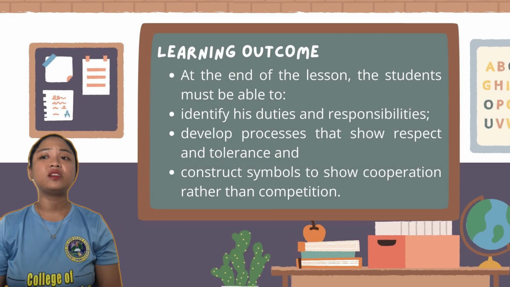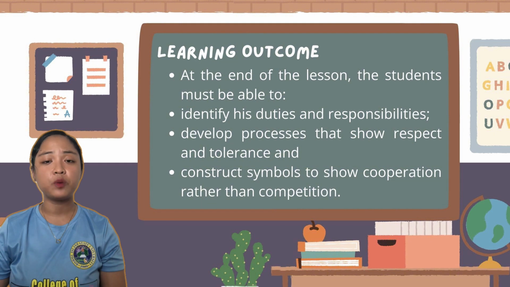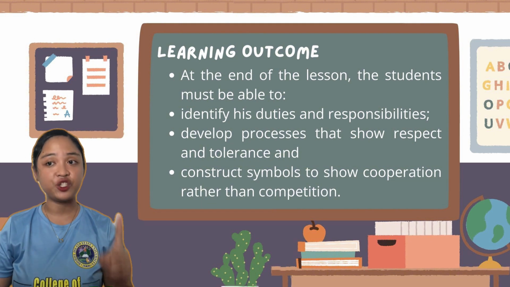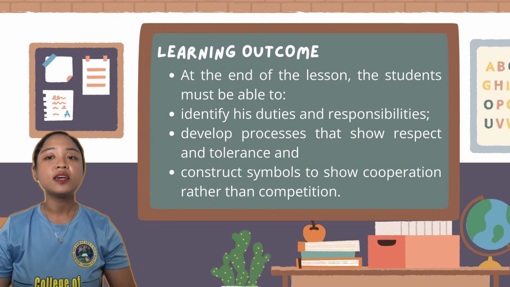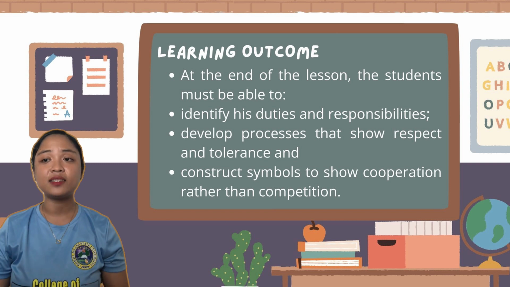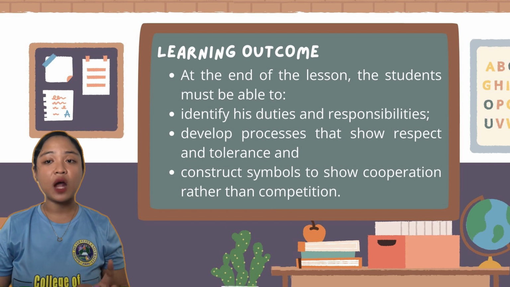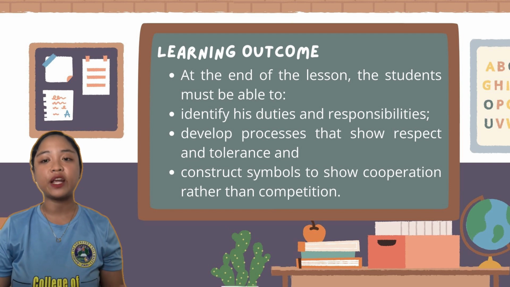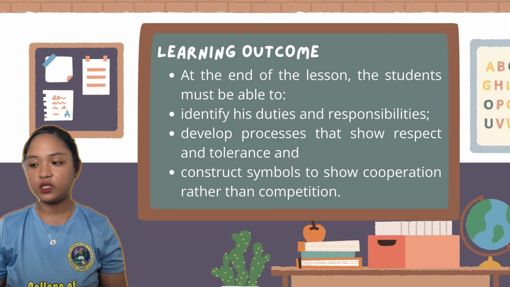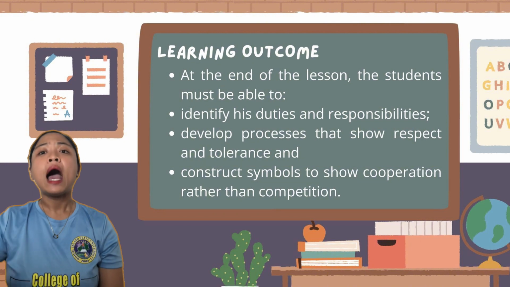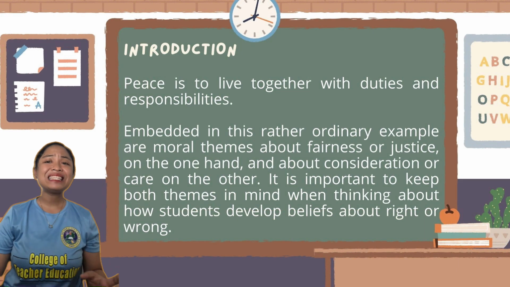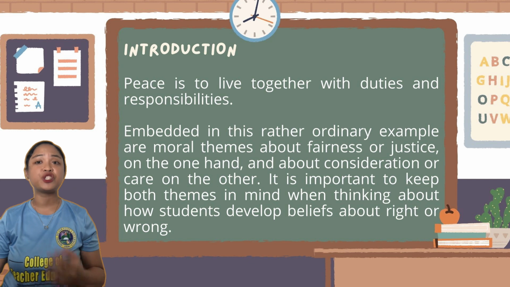At the end of the lesson, the student must be able to identify his duties and responsibilities. Second, develop processes that show respect and tolerance. And lastly, construct symbols to show cooperation rather than competition. Introduction: peace is to live together with duties and responsibilities.